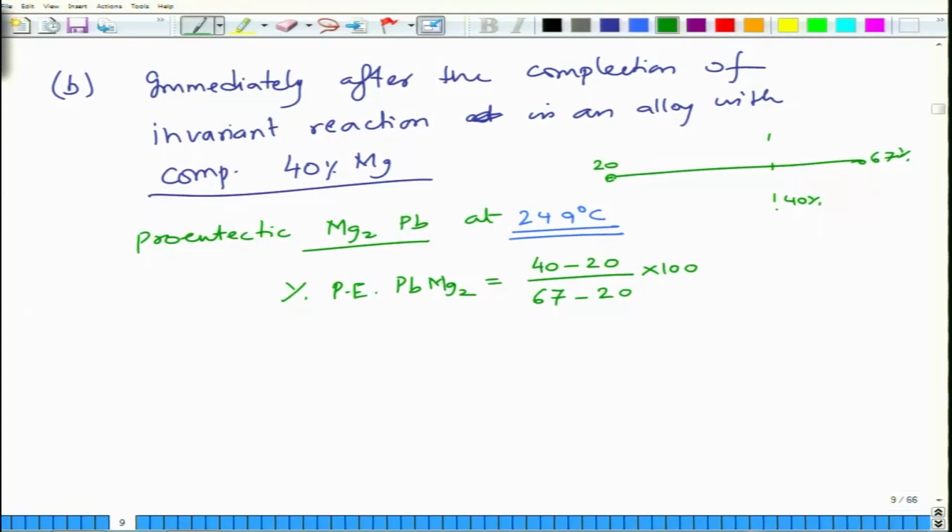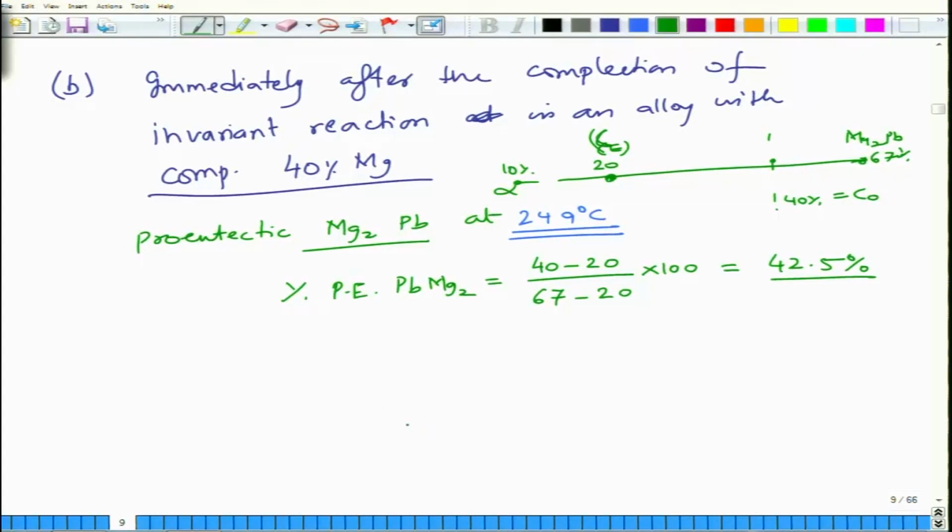So this is the eutectic composition Ce, this is Mg2Pb, and your alpha phase has a composition of 10%. So this is 10%, that is the alpha point. So pro-eutectic Mg2Pb at this point for this composition, so this is C naught, this is the percentage of pro-eutectic, which is roughly 42.5 atom percent, mole percent you can say.